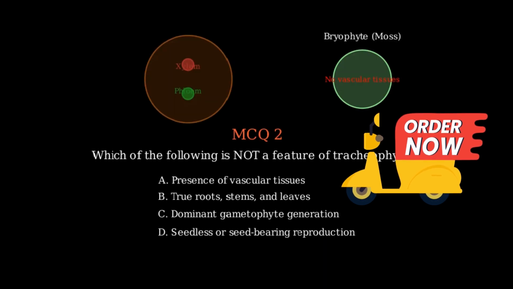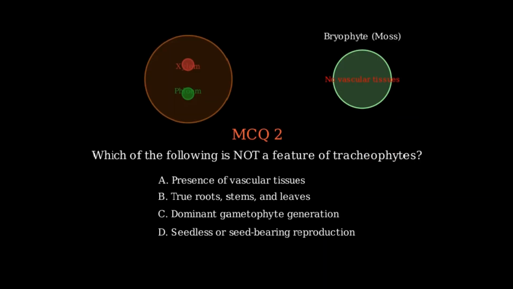Which of the following is not a feature of Tracheophytes? Option A, presence of vascular tissues; option B, true roots, stems, and leaves; option C, dominant Gametophyte generation; option D, seedless or seed-bearing reproduction. Let's examine each option.